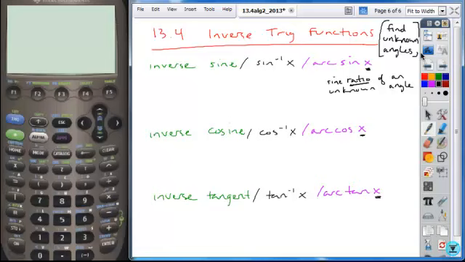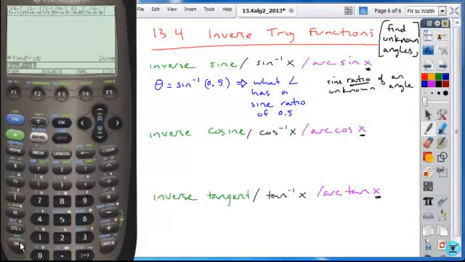Okay, so in looking at this, if you were to calculate one of these, so if we took the inverse sine of 0.5, what this represents in terms of words is what angle has a sine ratio of 0.5. And so that's how these inverse trig ratios are set up, or what they represent. So anytime you see this written, it's actually representing an angle measure.